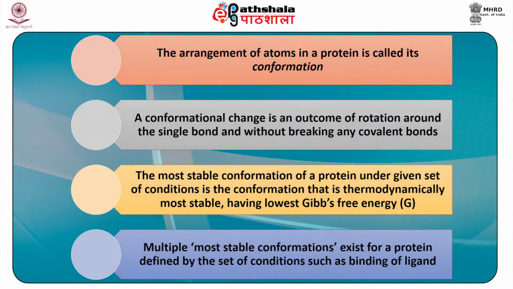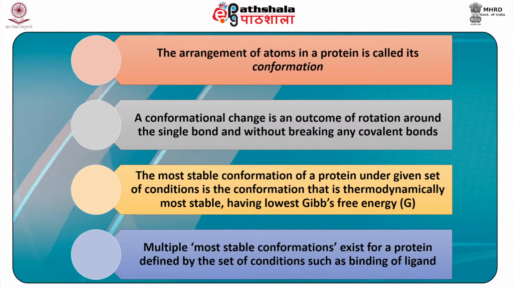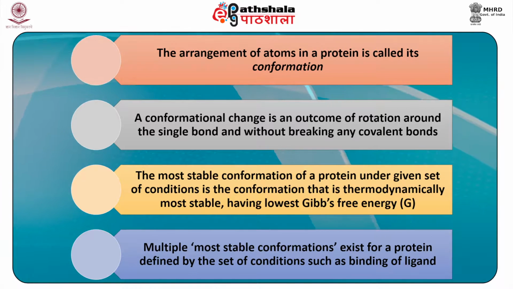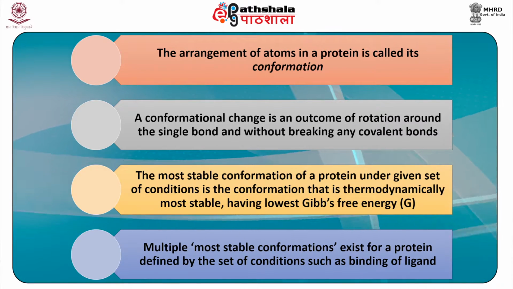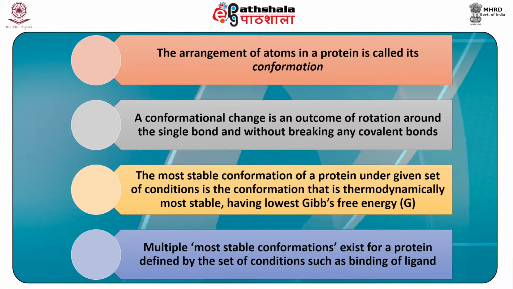Before we move deeper into understanding the secondary level of protein structure, we need to understand certain terms. There is a term called conformation. What conformation means is that the arrangement of atoms in a protein is called its conformation. A conformational change, these terms we'll keep encountering in protein structure. So a conformational change is an outcome of rotation around a single bond, without breaking any covalent bonds.